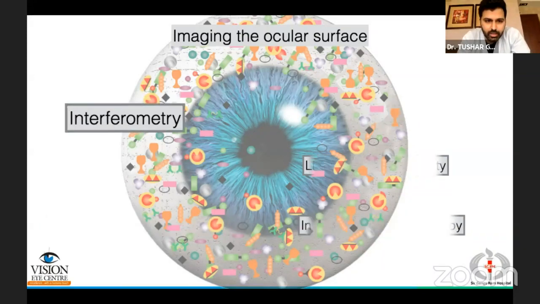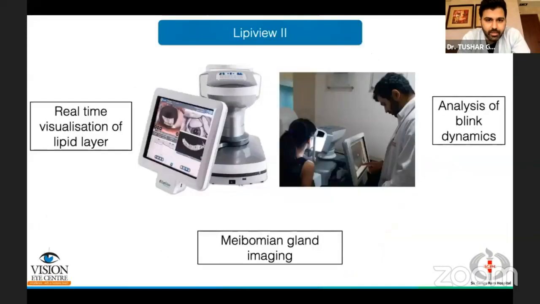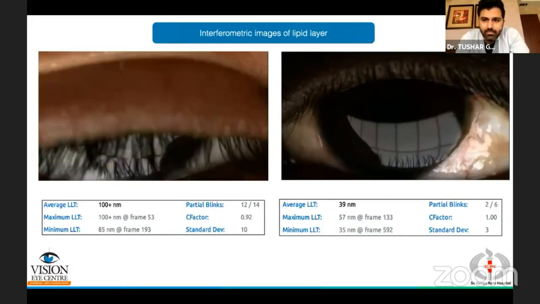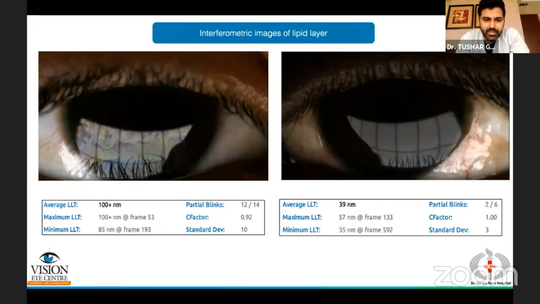To begin with, interferometry is what helps us visualize the lipid layer of the tear film. The instrument that we use for this is the LipiView 2, but there are a variety of instruments now available which allow us to do that. What you see here on the left is an individual with a very healthy looking thick lipid layer, and the lipid layer thickness there is above 100 nanometers. So that's a very healthy lipid layer.